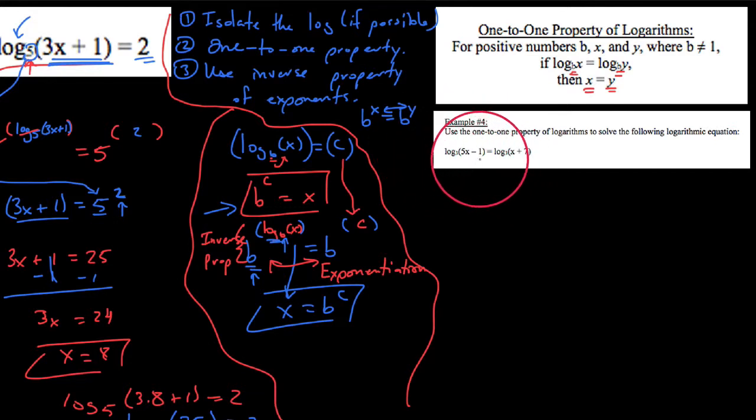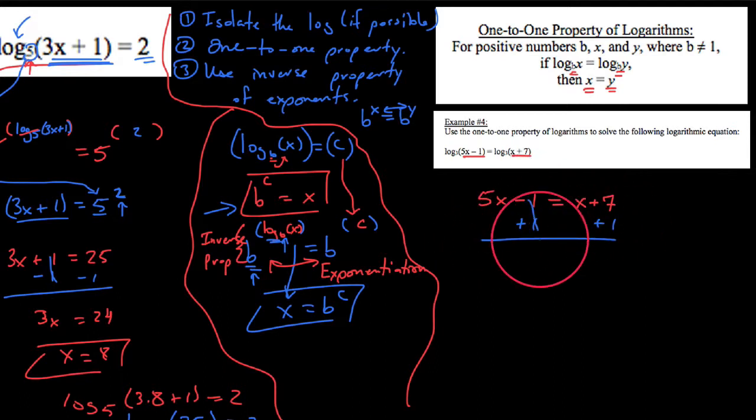It says log base 3 of 5x minus 1 is equal to log base 3 of x plus 7. This is very nice. As a matter of fact, I can tell you instantly that this must be true, that 5x minus 1, whatever that is, has to be equal to x plus 7, because otherwise, for all intents and purposes, these expressions are identical. So solving this now, we're going to solve this just like an algebraic equation. Let's go ahead and do that.